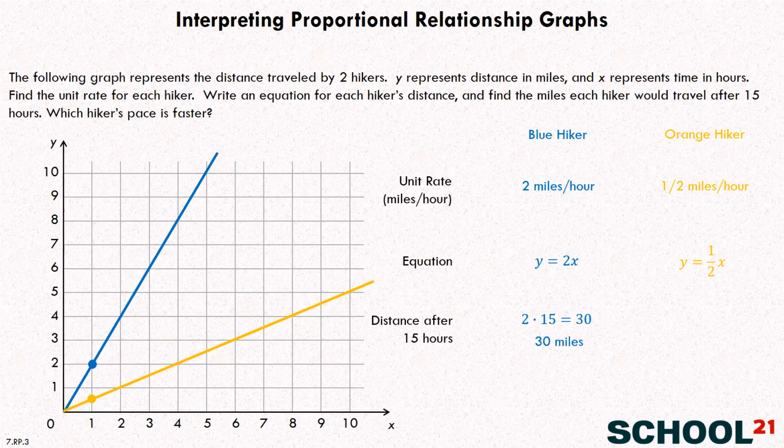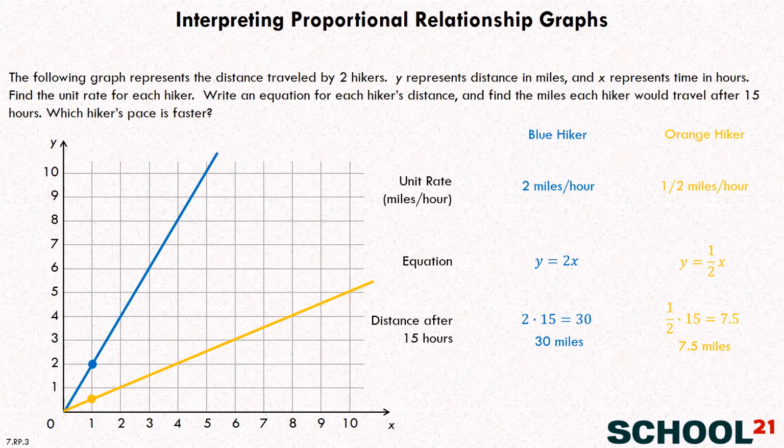And then how about for the orange hiker? What do we multiply by what? So y equals 1/2 times 15. 1/2 times 15, good, and that is 7.5. So how far did the orange hiker go in 15 hours? 7.5 miles. Excellent. Okay, and then the last thing that the problem asks us is which hiker's pace is faster?